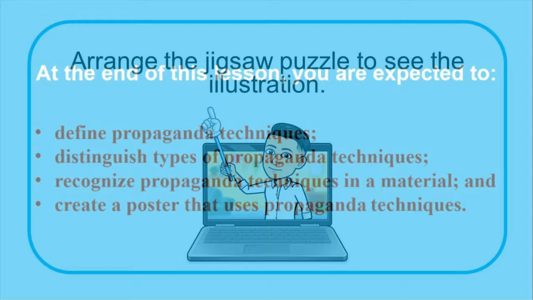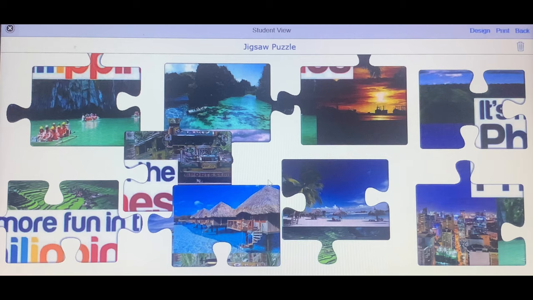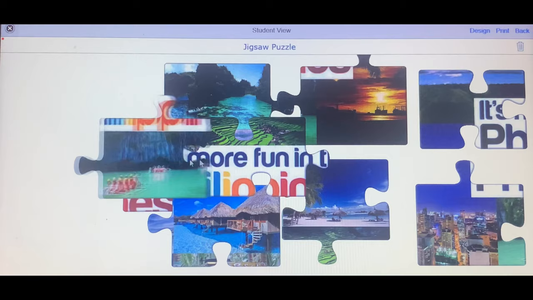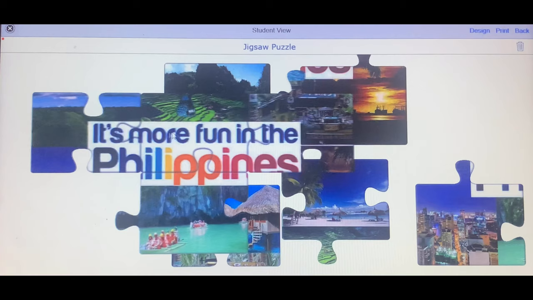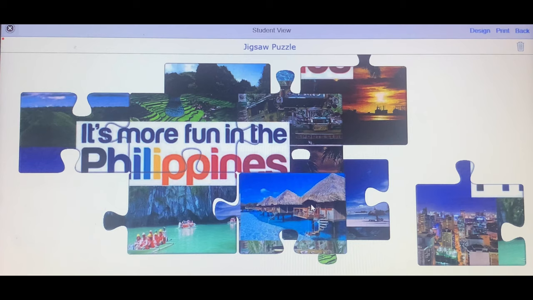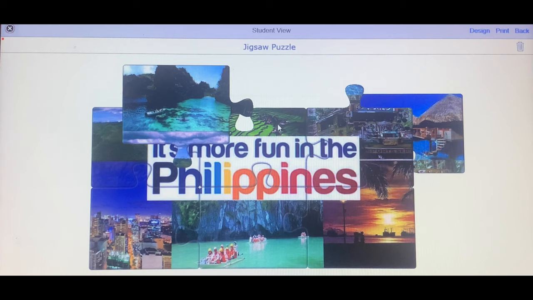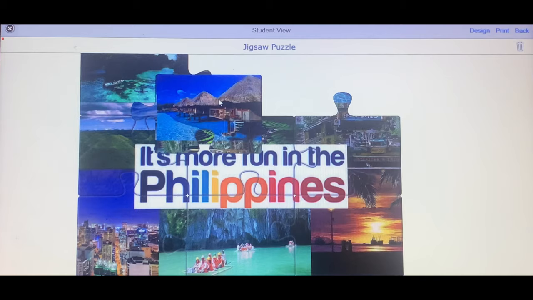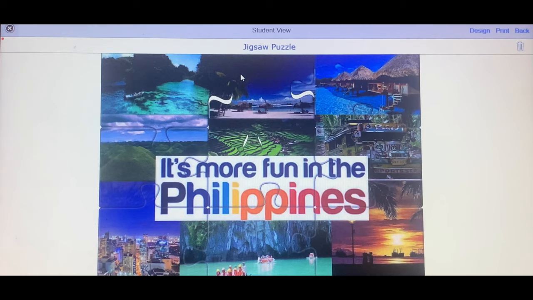To start our class, I want you to arrange the jigsaw puzzle to reveal the illustration. When you are done arranging the puzzle, I want you to analyze and observe the illustration. Congratulations in completing the puzzle!